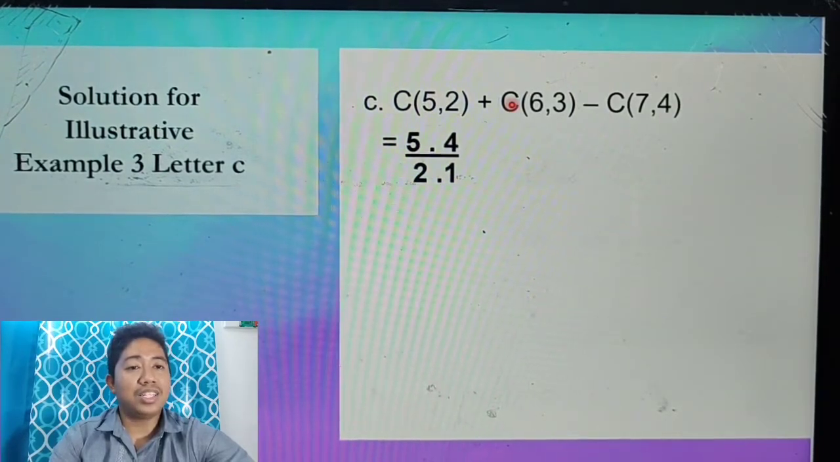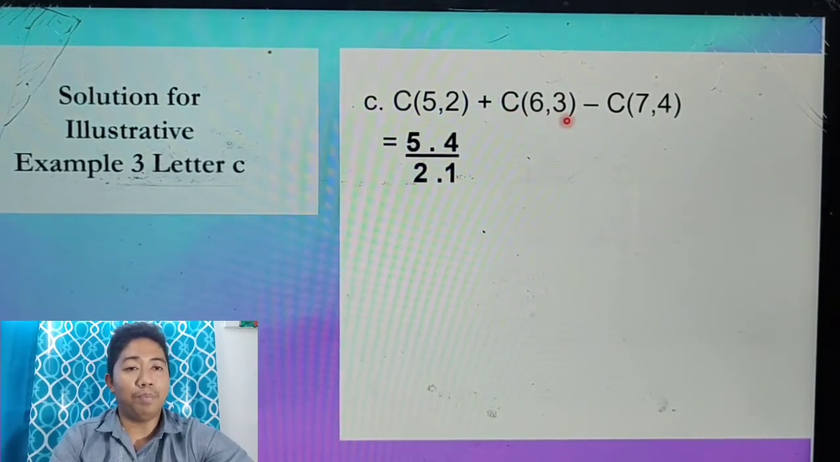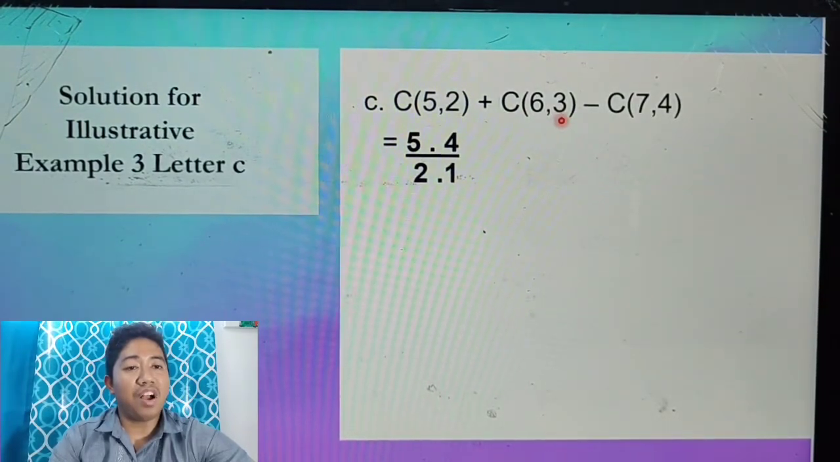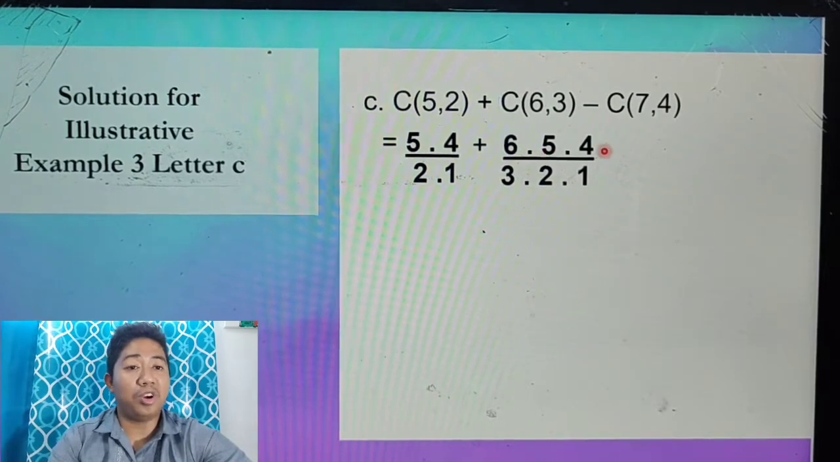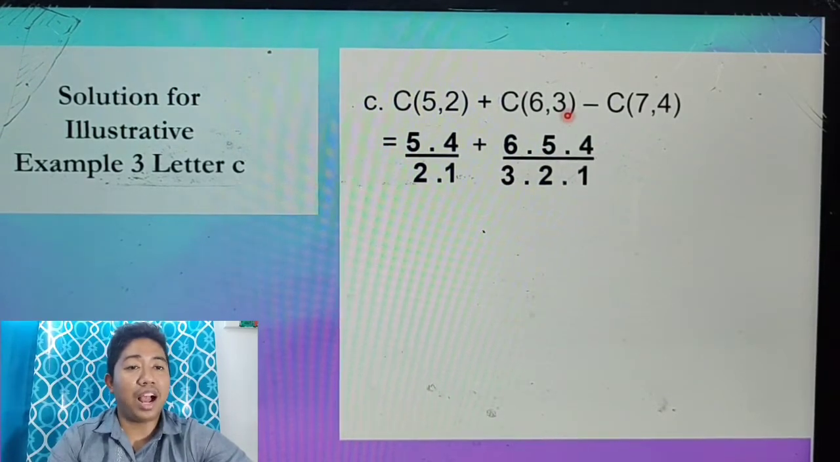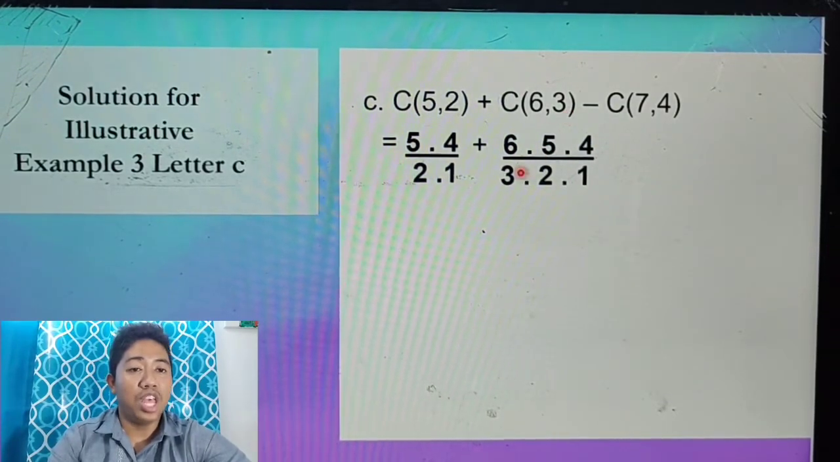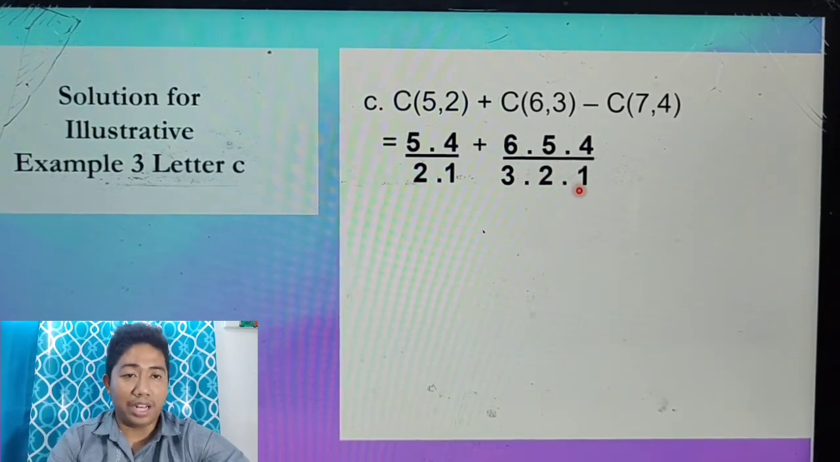And then on the second term, the combination of 6 taken 3 at a time, the value of r is 3. So we need to put 3 numbers on the numerator and the denominator. We start from 6 going downward, so 6 times 5 times 4. And we get the factorial of the smallest value, which is 3 times 2 times 1.